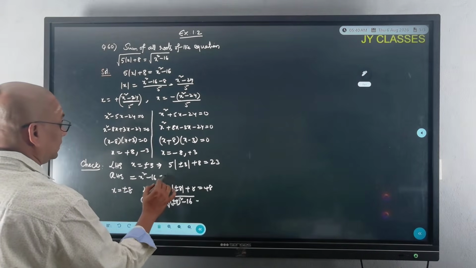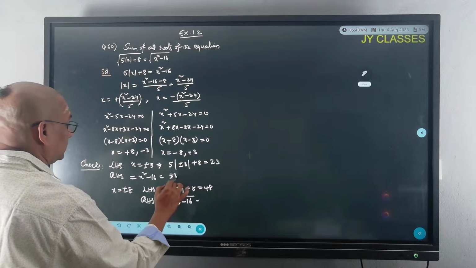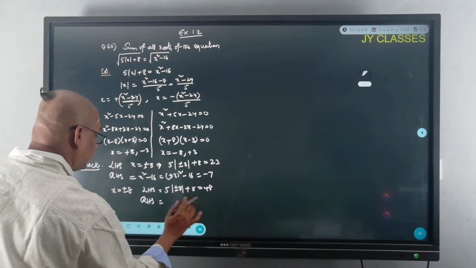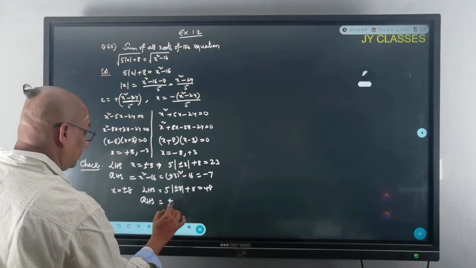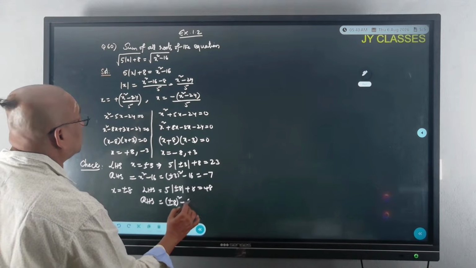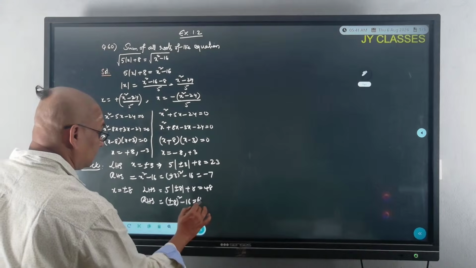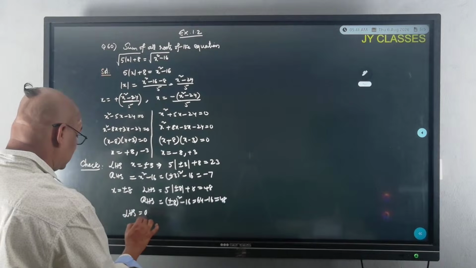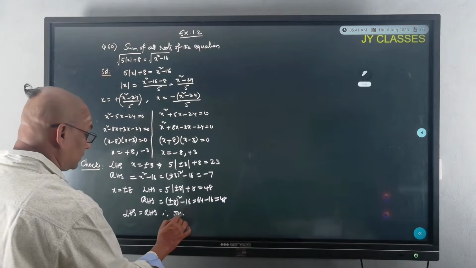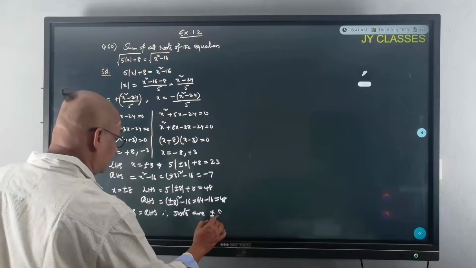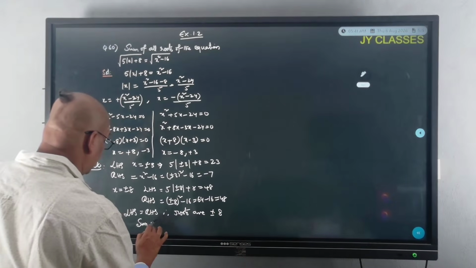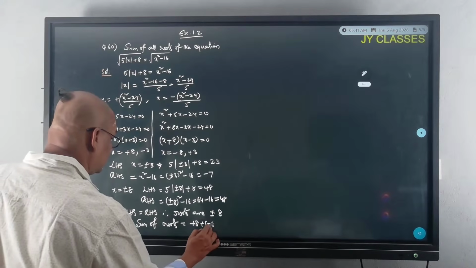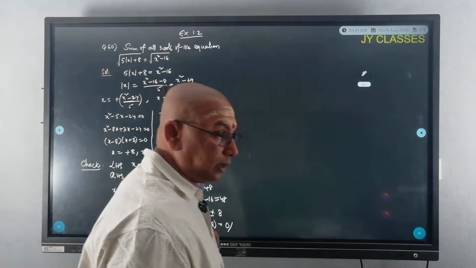x square minus 16, plus or minus 3 square minus 16 is equal to minus 7. Plus or minus 8 square minus 16, 64 minus 16 is equal to 48. Here LHS is equal to RHS. So therefore roots are plus or minus 8. Now we have to find sum of roots. Plus 8 plus of minus 8 is equal to 0. Right? No doubt.